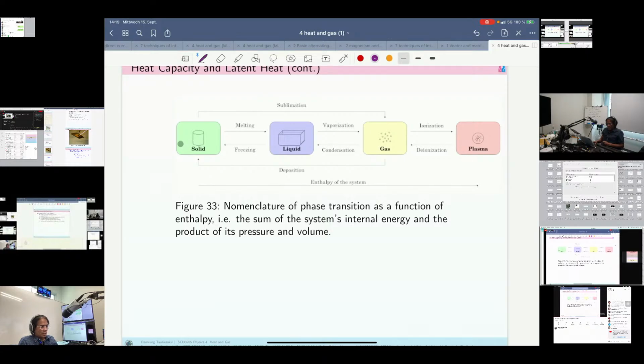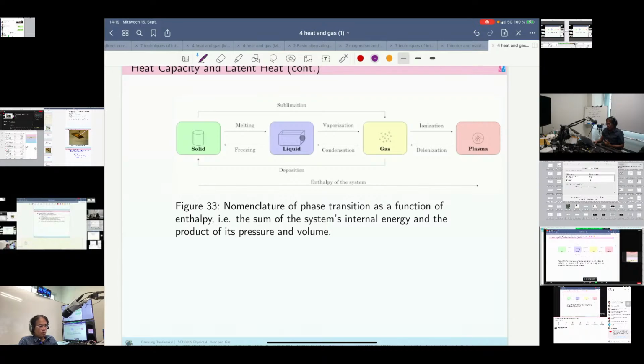We start from the lowest state, okay, the solid phase here. You start from solid, and if you put more energy into the solid of any substance, you get the liquid form. This is the conclusion figure, right? It's called the melting process. You change the solid to liquid.